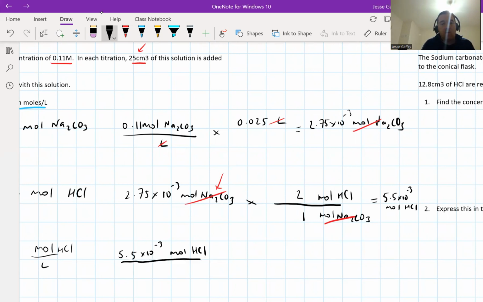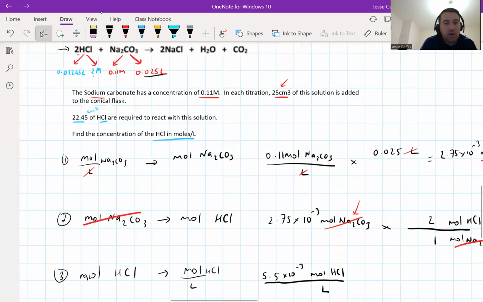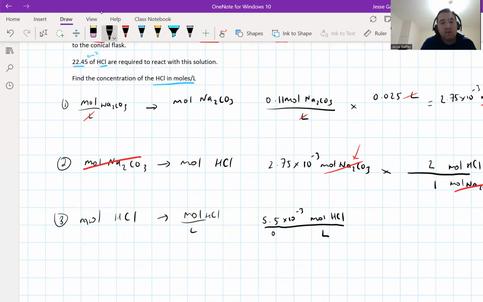So we're going to put the moles over liters. Now, what was the amount of liters that we used? It wasn't 1 liter. In our titration, we used this amount of liters of HCl, 0.02245 liters.